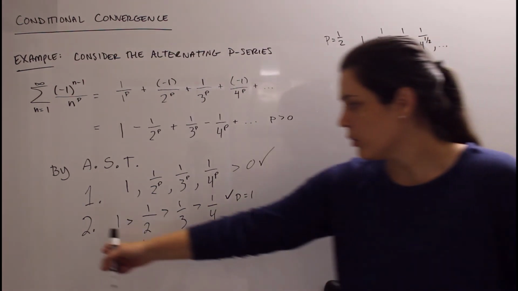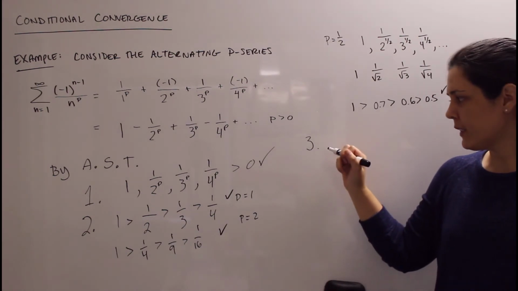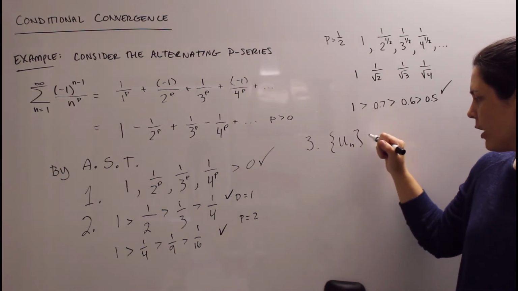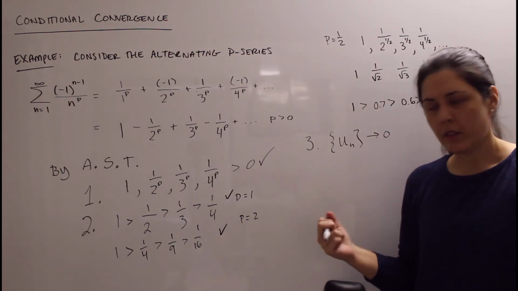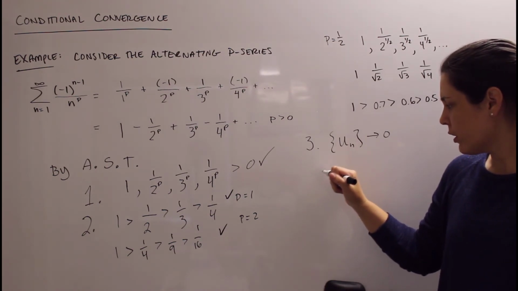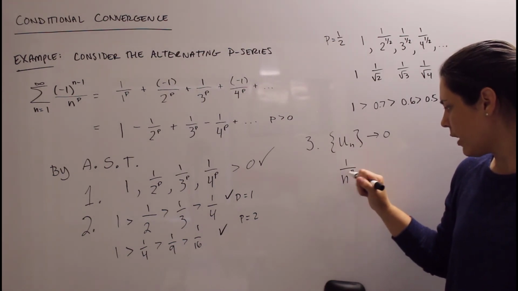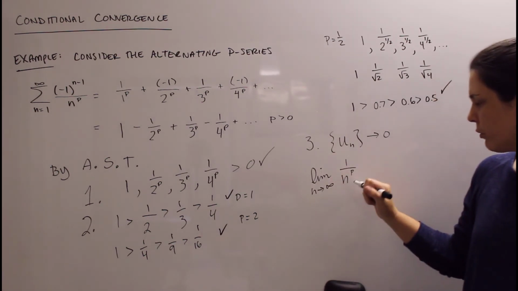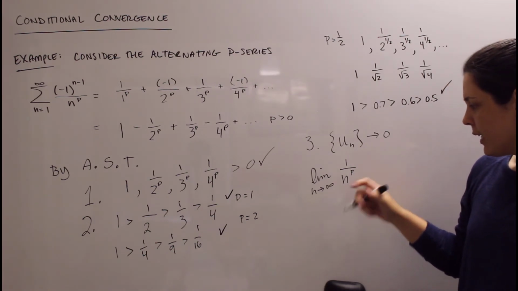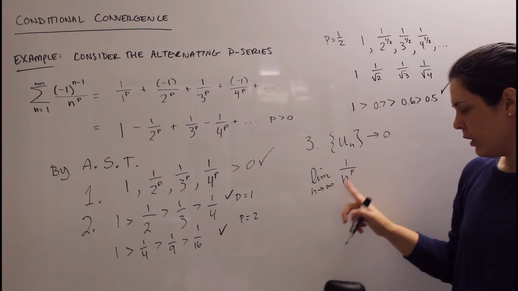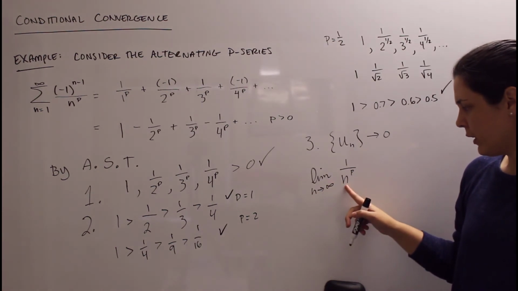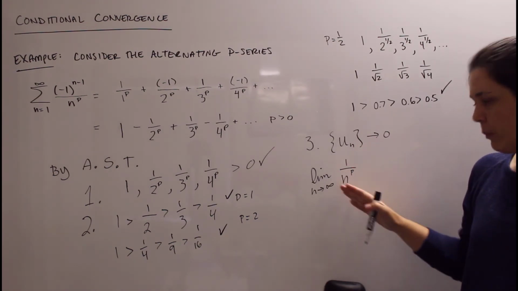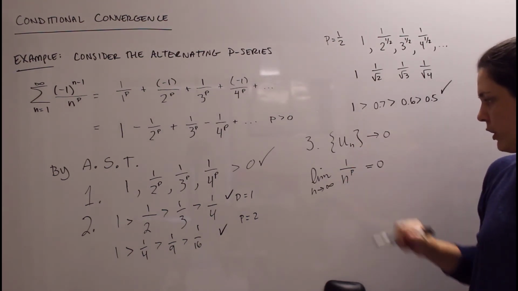So check number 2. For part 3 of our alternating series test, the sequence from the terms u sub n, so the absolute value of the terms, needed to go to 0. So that's going to be just 1 over n to the p. Then we can determine if this is going to go to 0 if we take the limit as n goes to infinity of 1 over n to the p. And for any number p, if I take something very large and plug it in here, the power p on it, it's just going to still be 1 over something big. So this is in fact converging to 0.